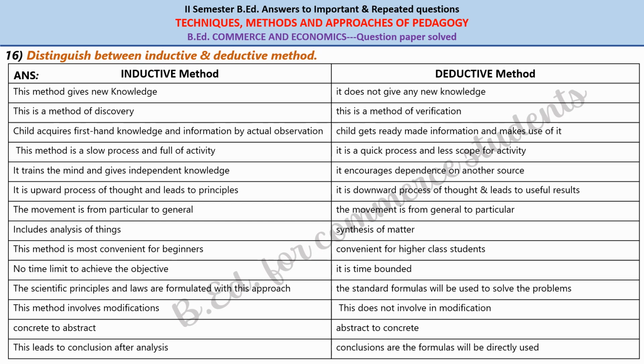The inductive method is most convenient for beginners, whereas the deductive method requires certain knowledge, so it will not be applicable for lower classes or beginners. You have to have certain information and knowledge to be good at deduction. The inductive method involves modification, whereas the deductive method doesn't involve any modification. So go through these points, remember 5 to 6 easy ones, and write them. Let's go to the next question.